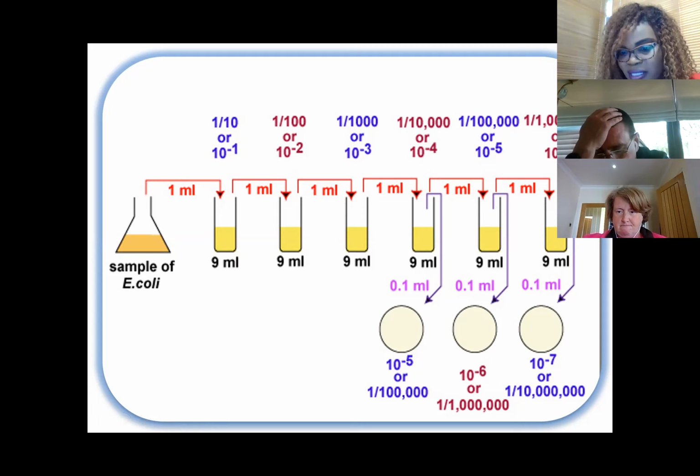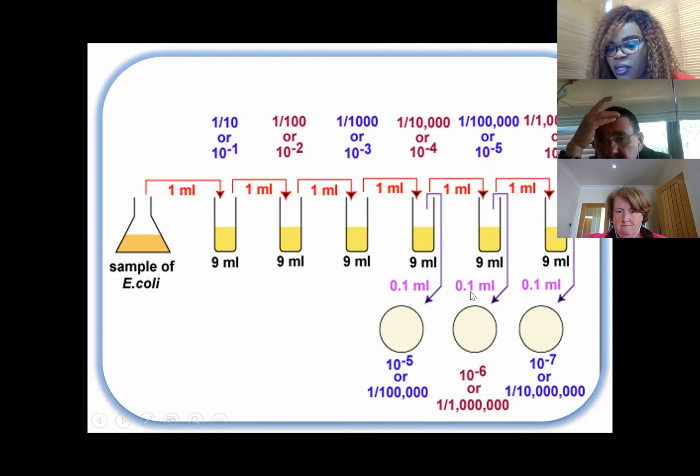So let's say I get 30 cells. To know how many cells I had in my original E. coli sample here, what I need to do is 30 multiplied by 10, because don't forget it was only a tenth of a ml, so multiply by 10 to make it 1 ml. So that's 300. Then 300 multiplied by 10 to the power 5, so 300 multiplied by 100,000. And that will give you the number of E. coli cells I had in my original sample.